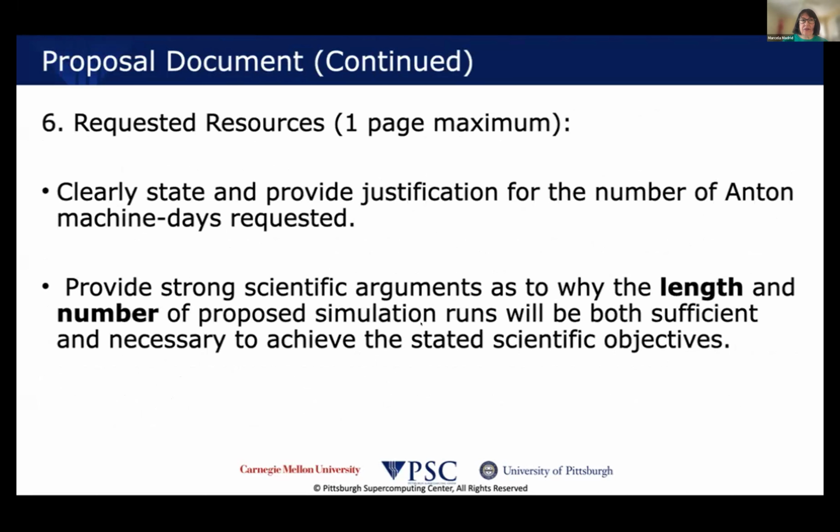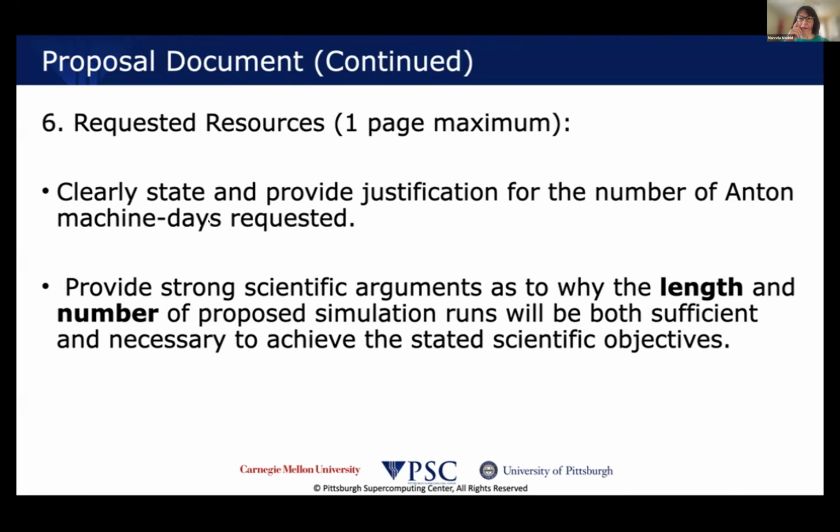And then section number 6 of the proposal is the requested resources. Here is where you calculate how much computer time you will need, and it will be expressed in terms of Anton machine days. If you are an Anton user, you may remember that we used to require MD simulation units. We no longer do that. We have simplified to machine days.